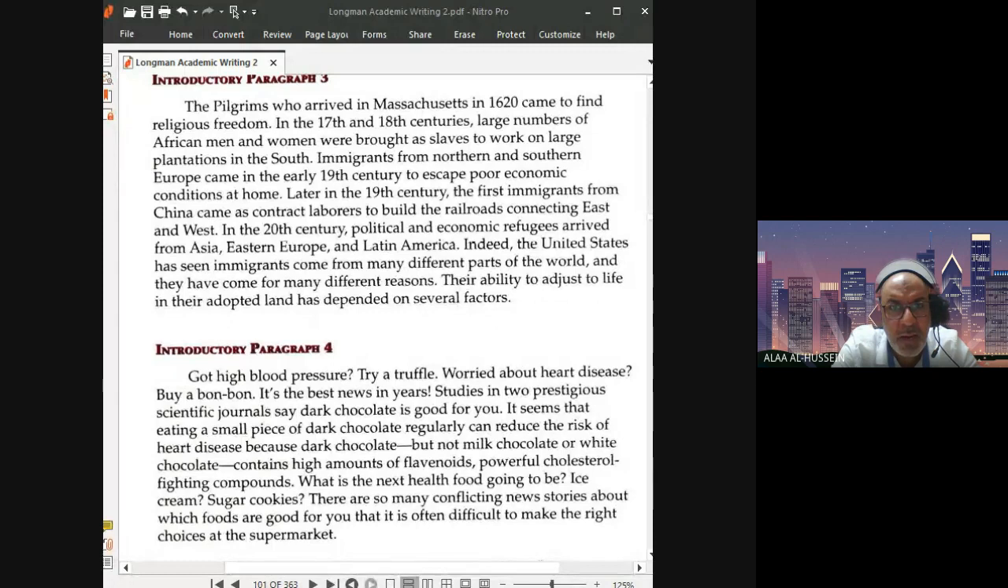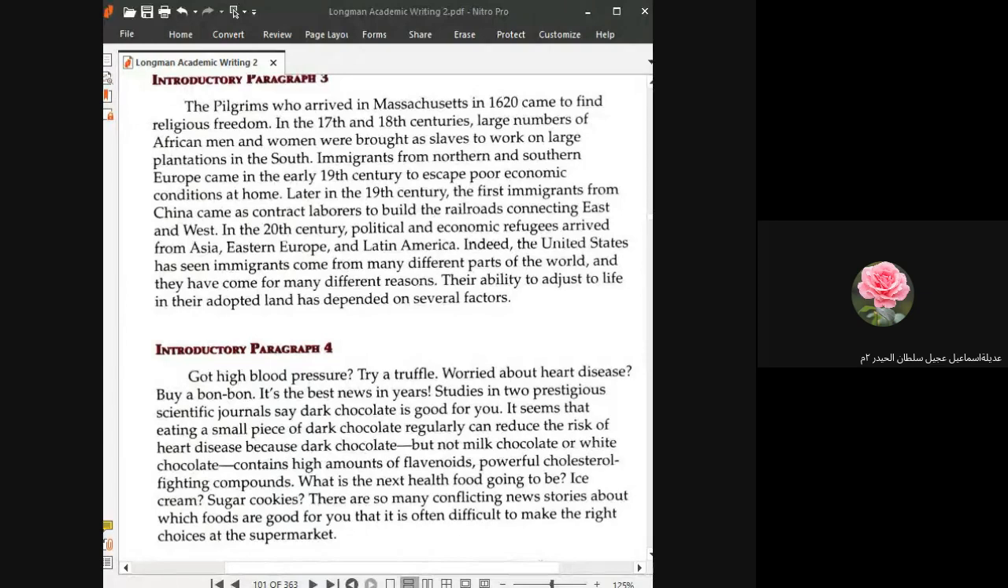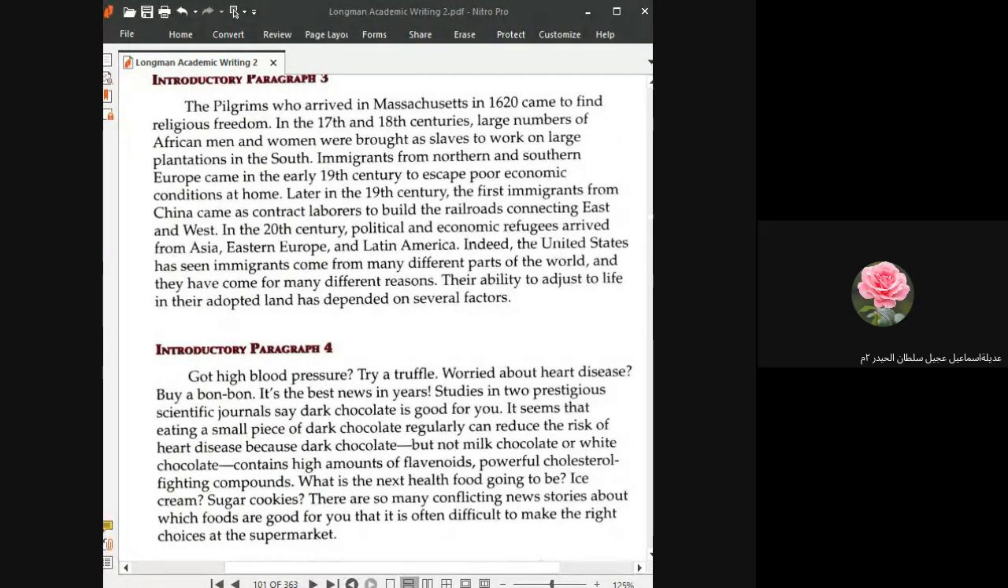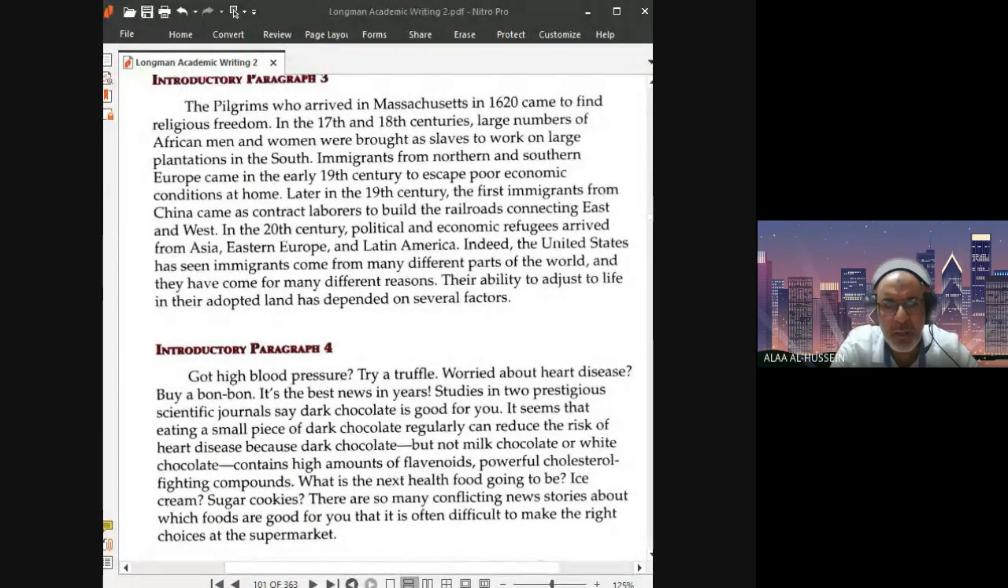Paragraph number three, yes, Adila? Yes, teacher. Attention getting introduction. Attention getting introduction, yes, offering historical background. Okay, offering historical background. So what about the thesis statement in all of these introductory paragraphs?